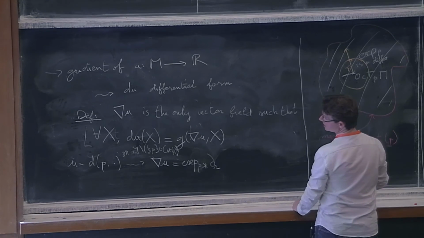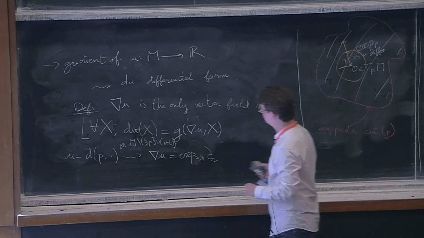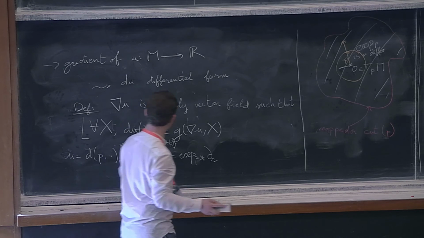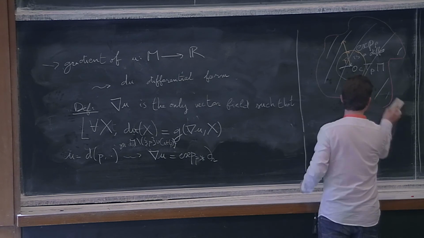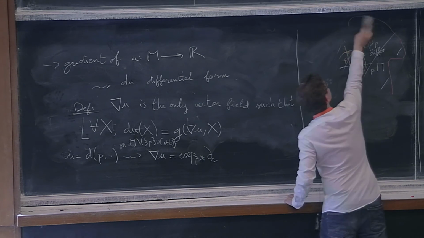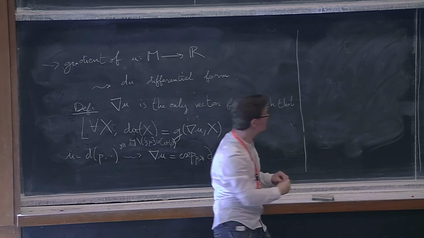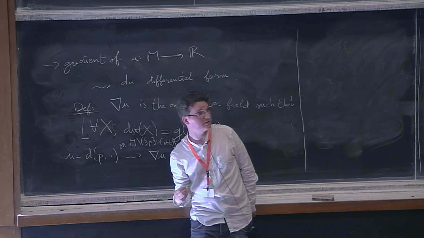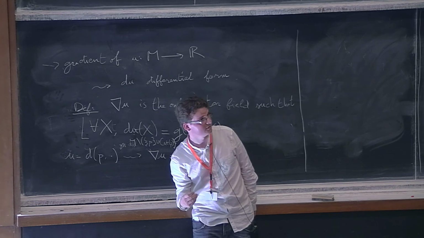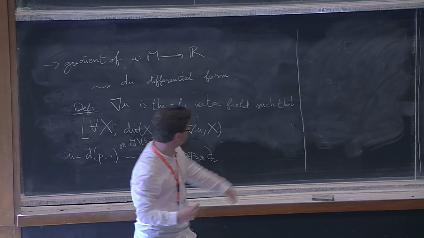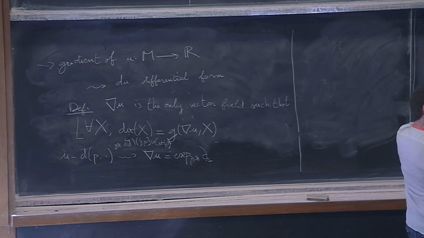Okay, so we have du, and we have the gradient. One of the main players in that game is the Laplacian. We are one step away from defining a Laplacian. All that we need is a divergence. There are several ways to do that. Yeah?